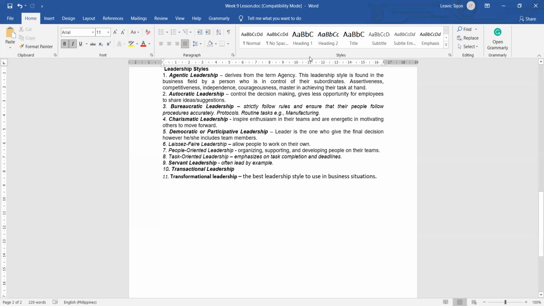Okay? So let's proceed to the fourth leadership style, the charismatic leadership style. So when you talk of leadership, charismatic leadership style, no, this somehow resembles to transformational leadership. Pare-pareho siya sa transformational leadership. Bakit? Kasi the leader inspires enthusiasm with their teams and are energetic in motivating others to move forward.